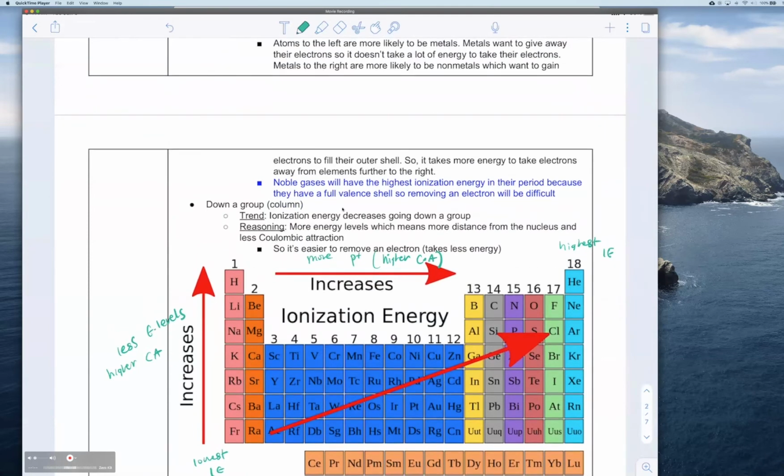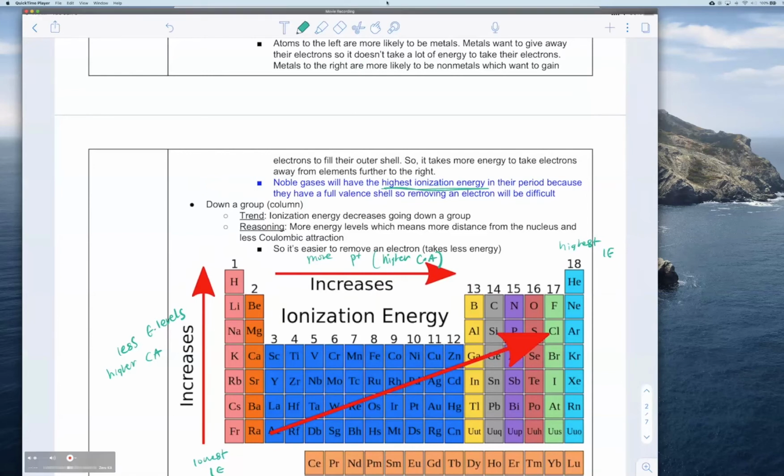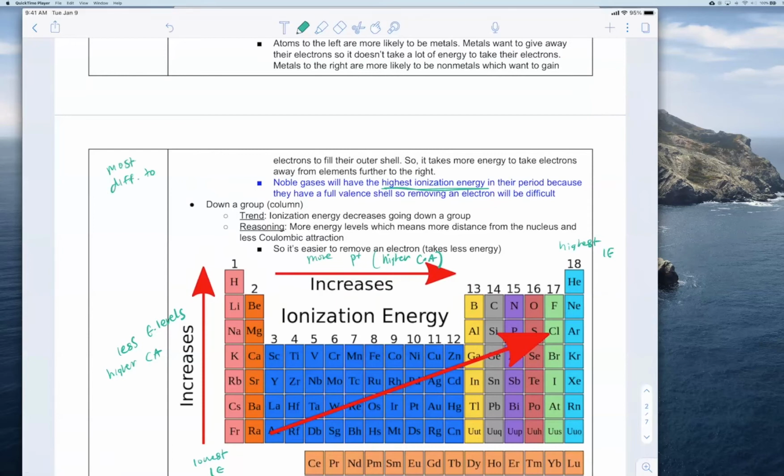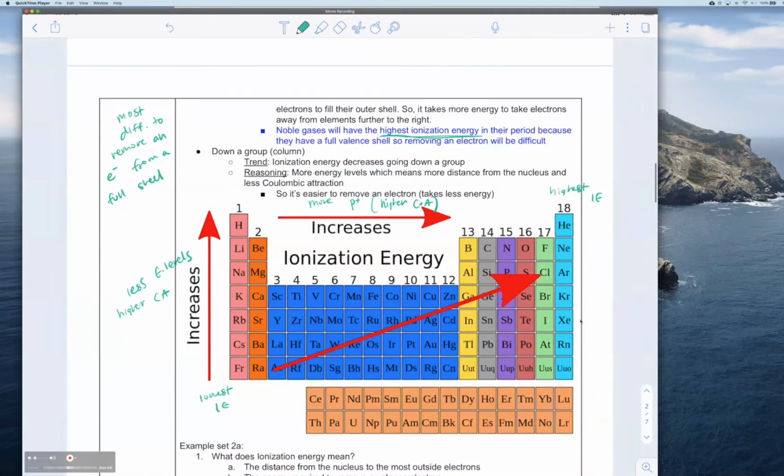Okay, and one interesting thing to note is noble gases will always have the highest first ionization energy in their period, because since they have a full valence shell, it's difficult to remove an electron. So remember, it's most difficult to remove an electron from a full shell. And that's what the noble gases are. They have a full shell always.